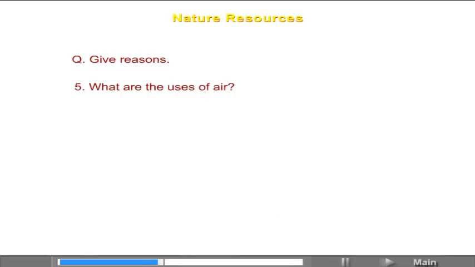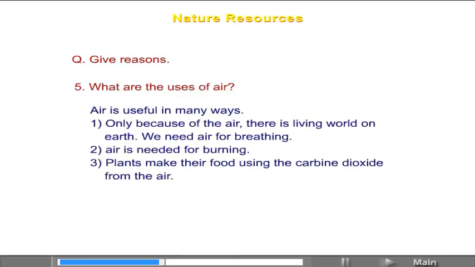What are the uses of air? Air is useful in many ways. Only because of the air is there a living world on earth. We need air for breathing. Air is needed for burning. Plants make their food using the carbon dioxide from the air.